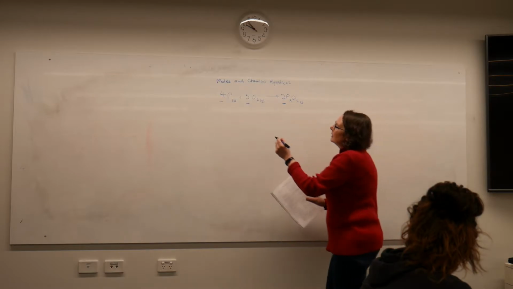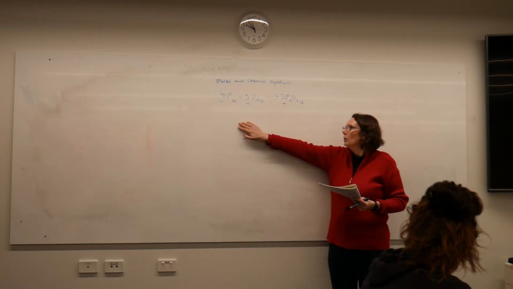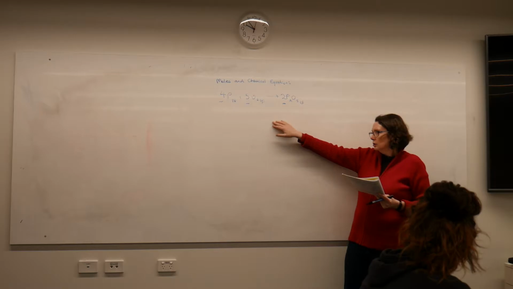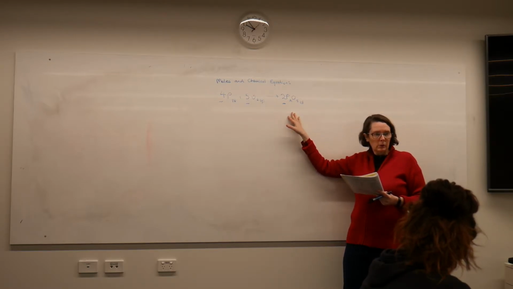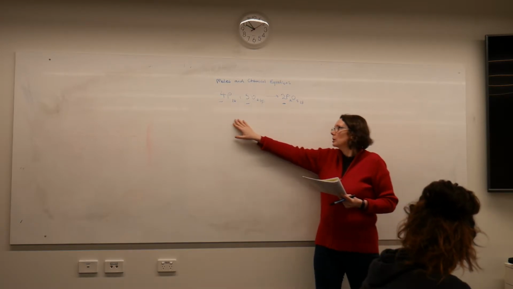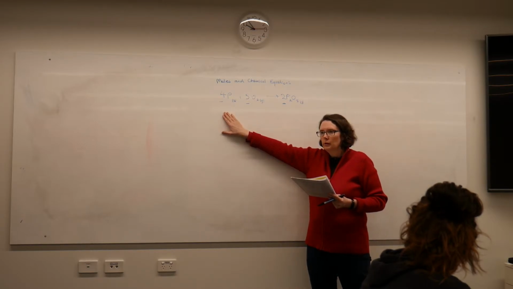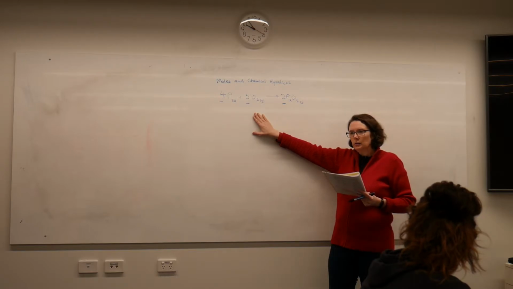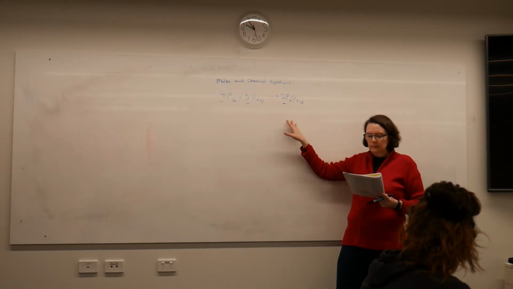Because this is saying, in this case, 4 atoms of phosphorus will react with 5 molecules of oxygen to produce 2 molecules of diphosphorus pentoxide. It could also mean, now that we know about moles, that 4 moles of phosphorus atoms plus 5 moles of oxygen molecules will react to produce 2 moles of diphosphorus pentoxide.